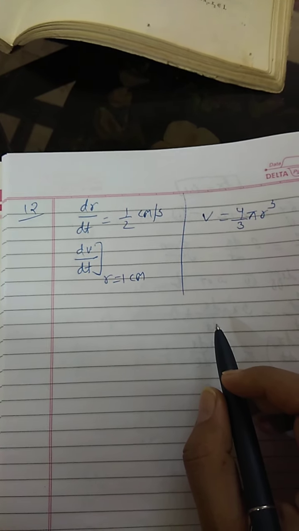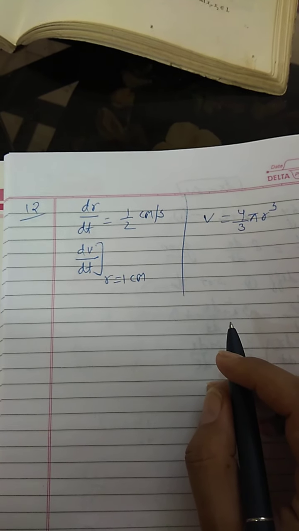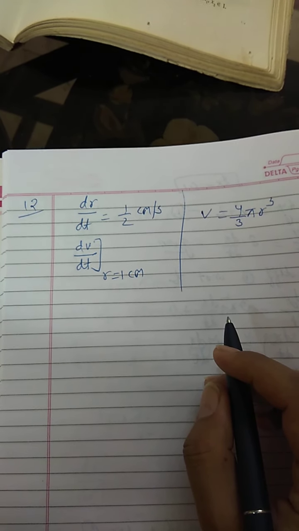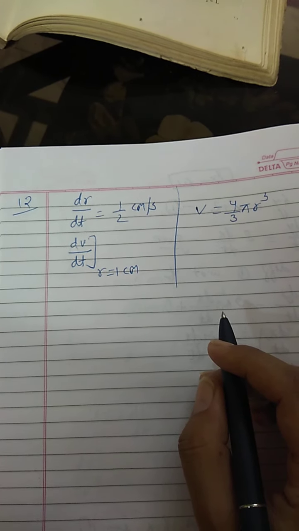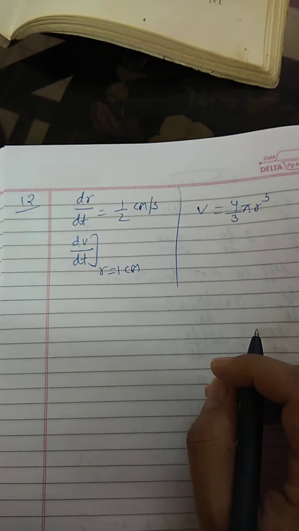Sum number 13, again balloon, and it is spherical in shape. You people can do here, diameter is given, so the radius will be half of the diameter. It will be done easily. Now sum number 14 we will do.